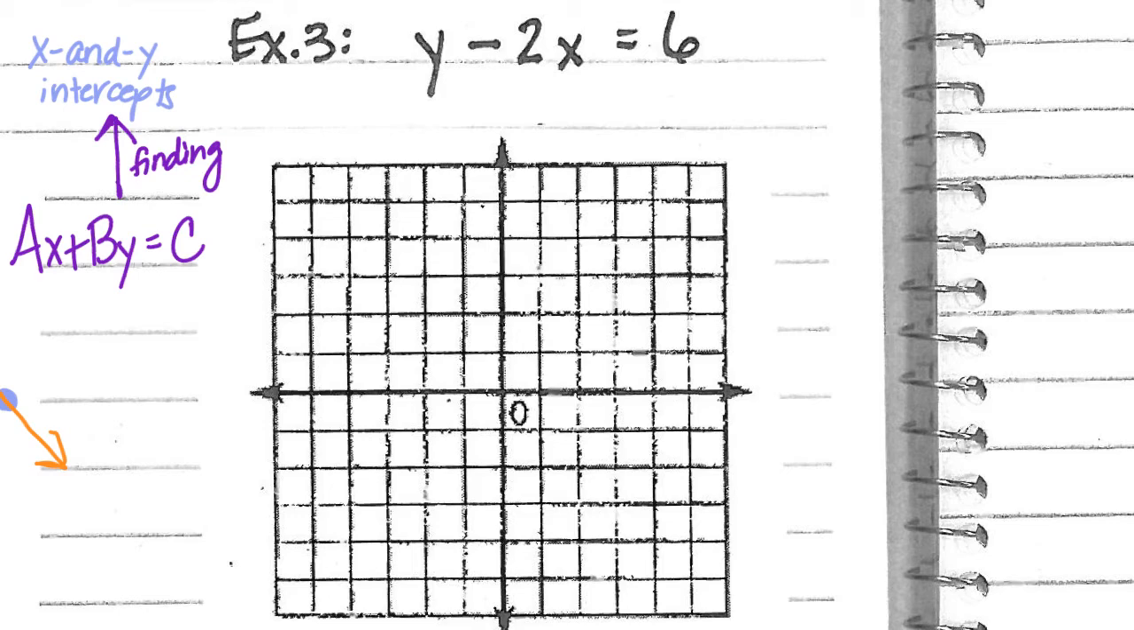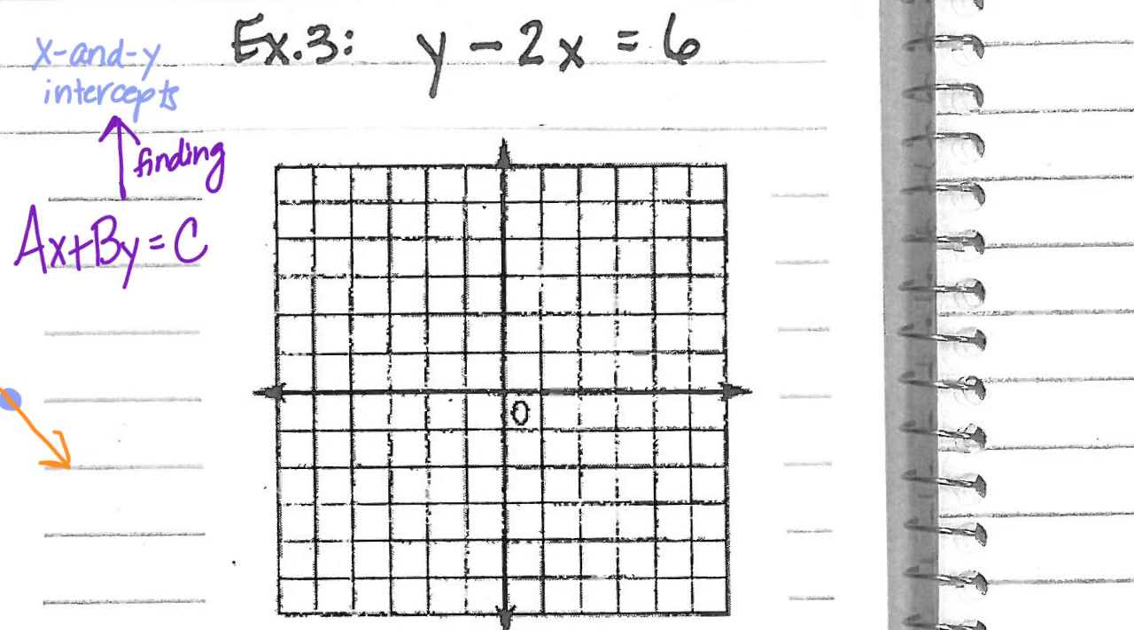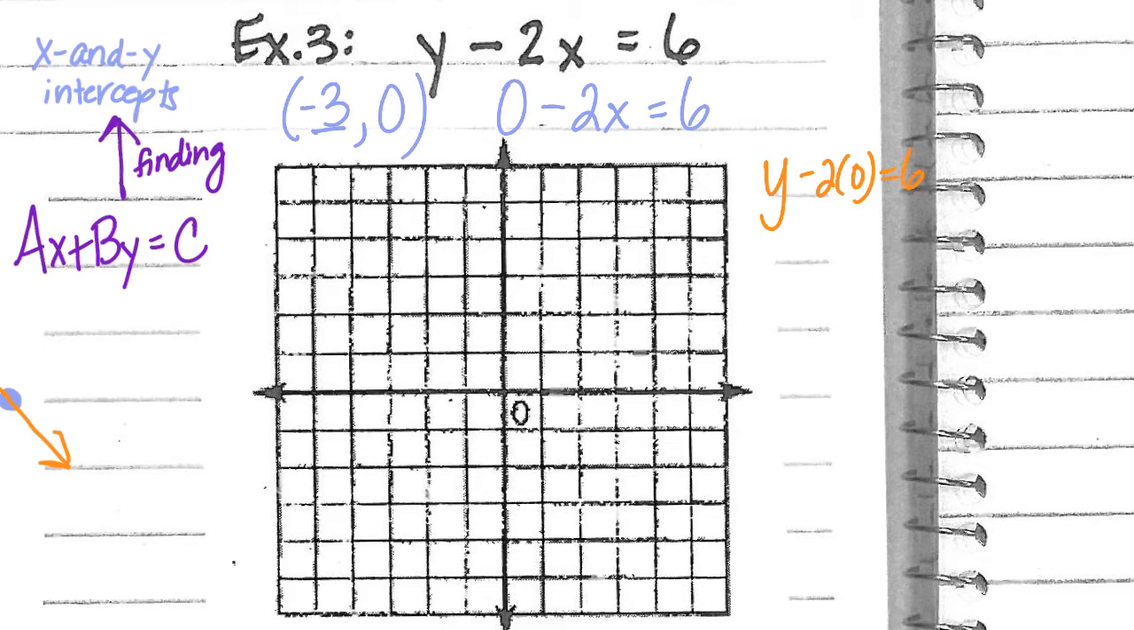I know that the x-intercept is when y is 0. Well, this is just saying 0 minus 2 times what equals 6. And in your head, you probably know that that's negative 3. I also know that the y-intercept is when x equals 0. Y minus 2 times 0 equals 6. So y equals 6. So that point is 0, 6.